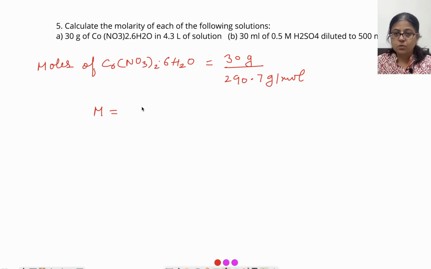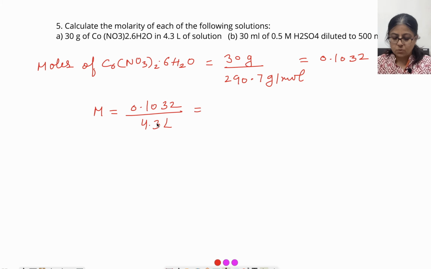How to calculate the value of molarity? You will get the number of moles here. It is equal to 0.1032 moles. Now divide the 0.1032 moles by the volume of the solution, which is already given in liters. So you will get the value of molarity here, and it is equal to 0.024 molar solution, or mole per liter of the solution. This is how we can calculate the first part of the solution.